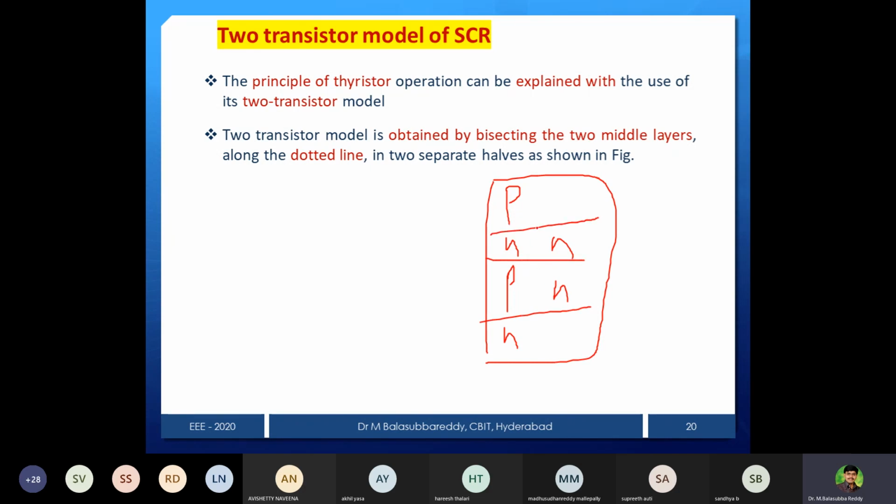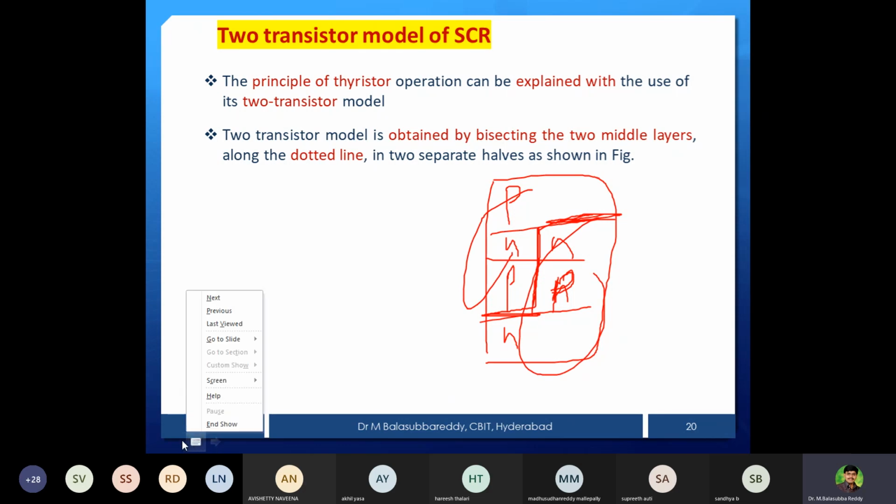These two are middle layers. Once we bisect like this, what will happen? There is a PNP, then N, P. There is another one, an NPN. So two devices will form. So for the SCR, with four layers, you take it and bisect the two middle layers, and that will become a PNP and an NPN. Then we'll see how we are able to connect them.